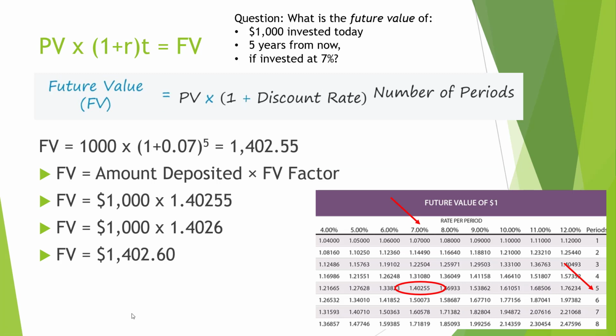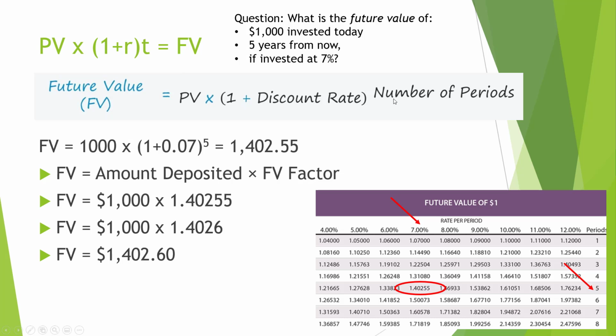What if we change the question a bit? Instead, what's the future value of $1,000 invested today? That's my present value. 5 years from now, if invested at 7%. So again, I'm taking my formula here and I'm going to just rearrange it for easy reading. Again, I want to find out the future value. It's my present value of $1,000 that I invest today times 1 plus my discount rate, that's the 7%, so it's still 1 plus 0.07, and then 5 years from now.